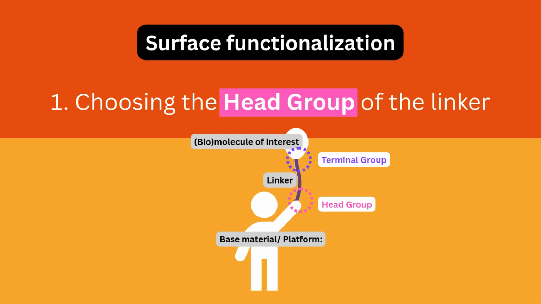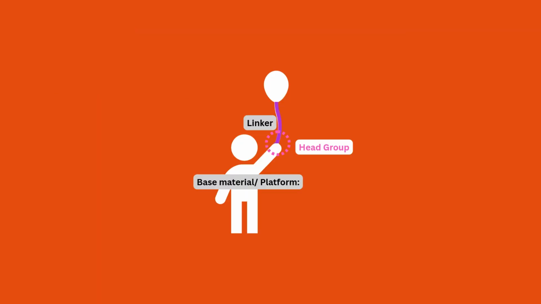Think of it like a handshake. The head group grabs the material surface. The terminal group grabs the biological payload. The success of this anchoring depends on picking the right chemistry for each side. Different materials need different anchoring strategies.